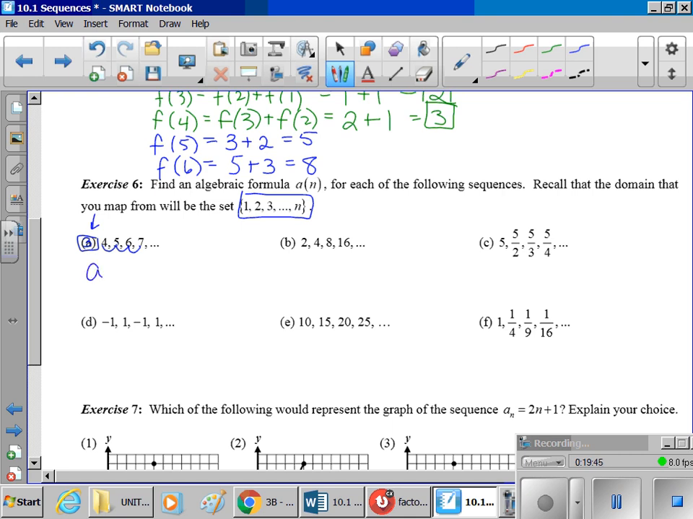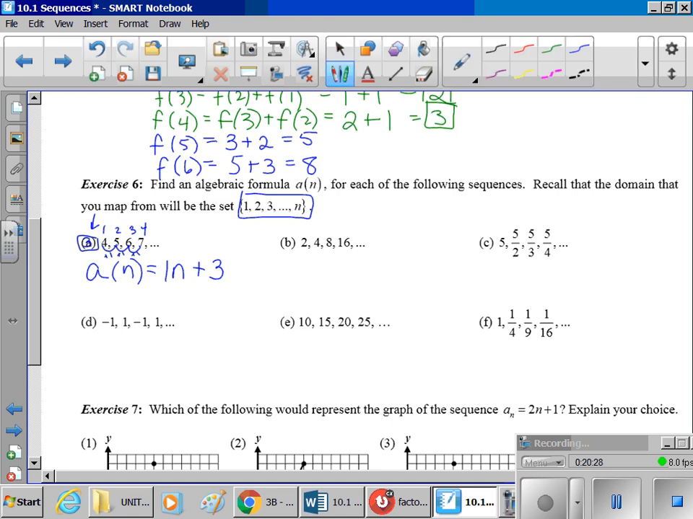So my formula would be a sub n, or a of n, is equal to 1n plus 3, since it starts at 3. I put the 1 in here because 1 is my slope. It's what I'm adding each time. If I was adding 2 each time, I'd have a 2 in front of the n. And I always double check it before I move on. When n is 1, this is 1, this is 2, this is 3, this is 4. When n is 1, I get 1 plus 3 is 4. When n is 2, I get 2 plus 3 is 5. When n is 3, I get 3 plus 3 is 6. So perfect, I'm right there.